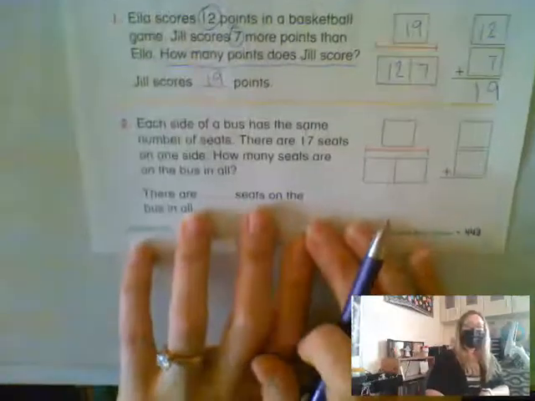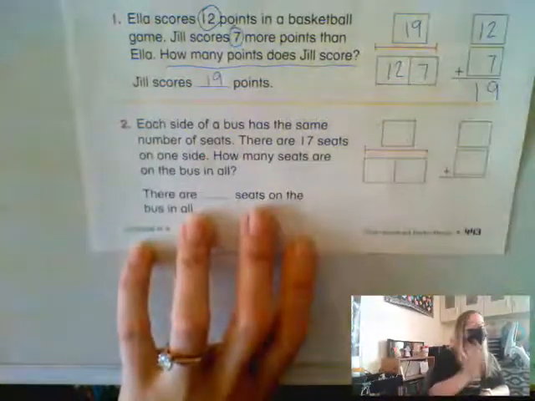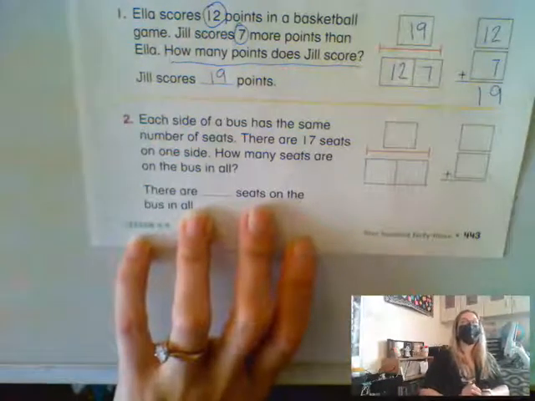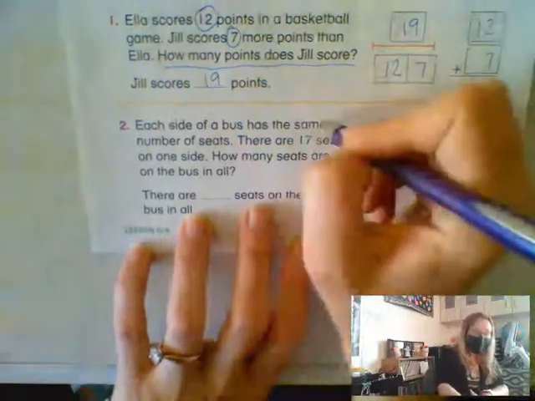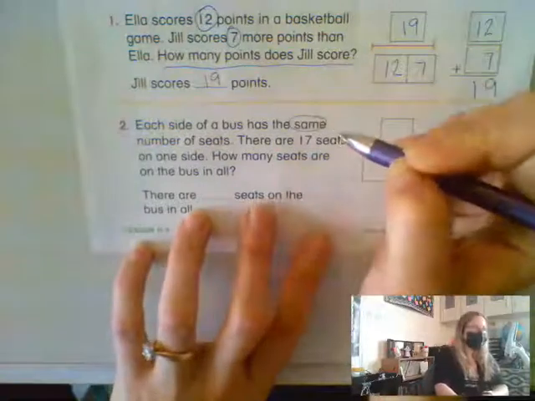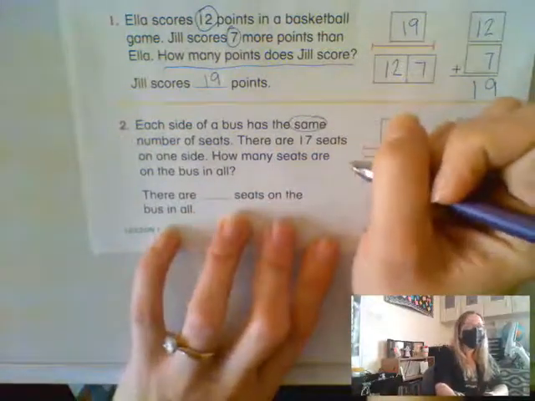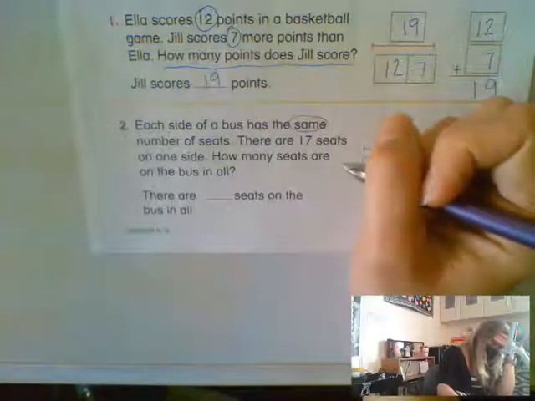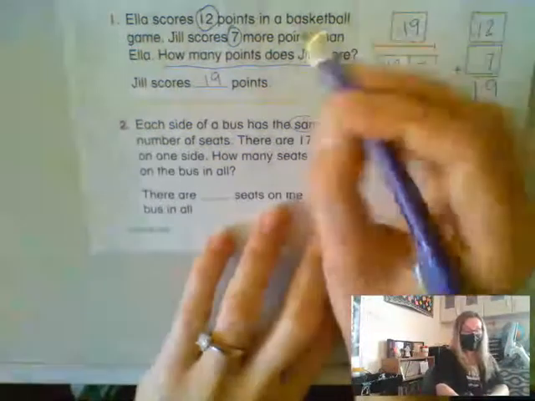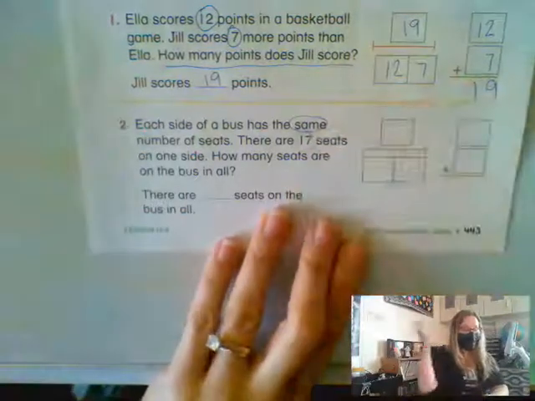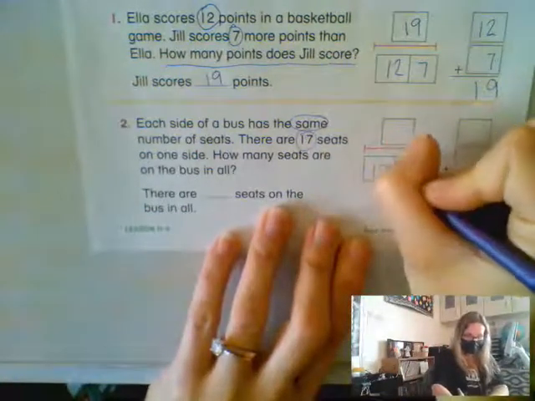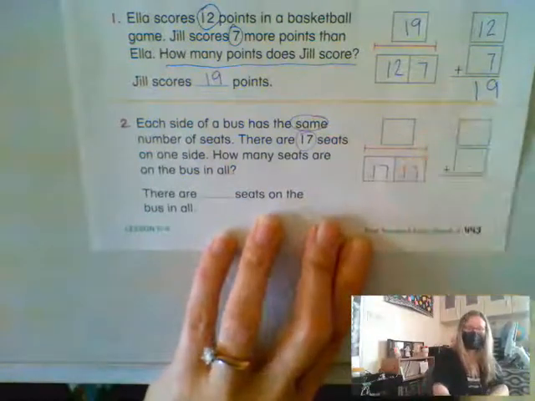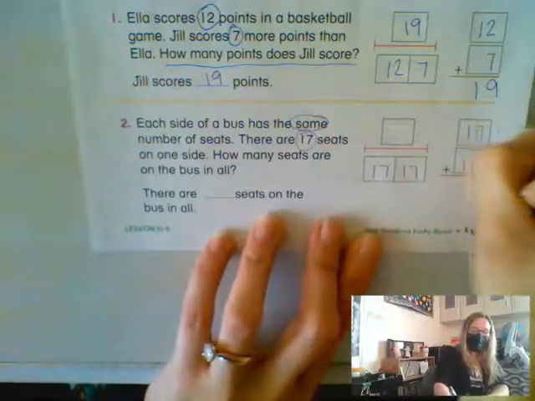Amelia, each side of a bus has the same number of seats. Isaac, pay attention because this is the one you struggled with. Same number. Everybody say same. Same means equal. Say it. Same means equal. You guys are a tough audience today. Amelia, there are 17 seats on one side. So put your 17 in. And how many are there on the other side? 17. Good job. So we're adding 17 plus 17.